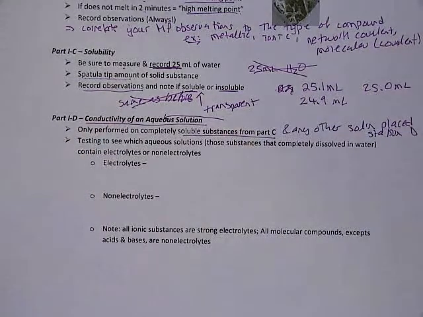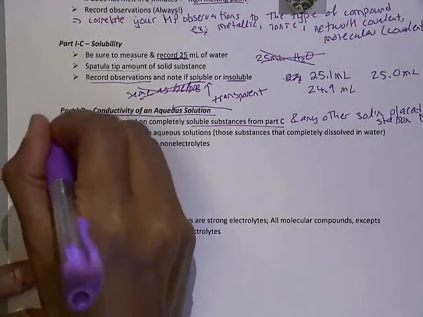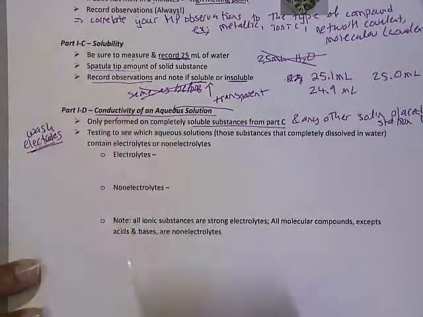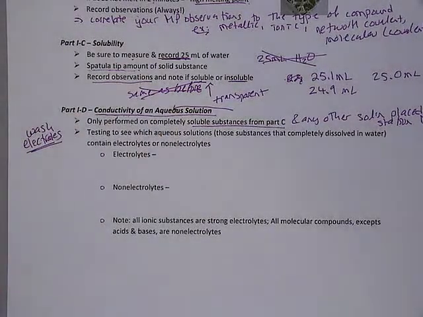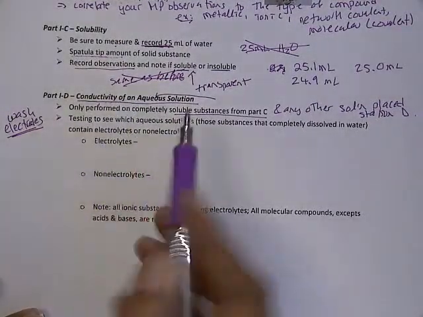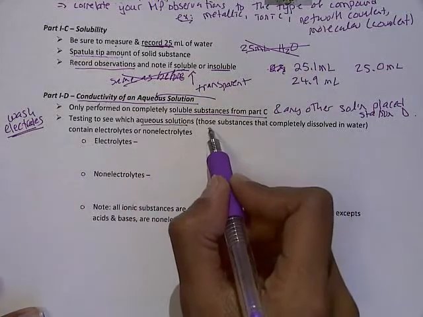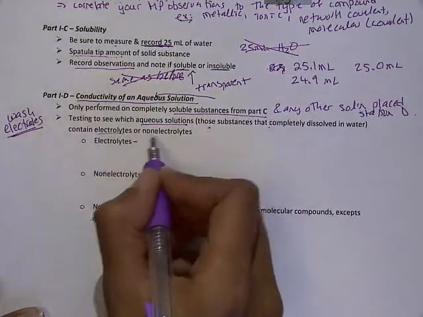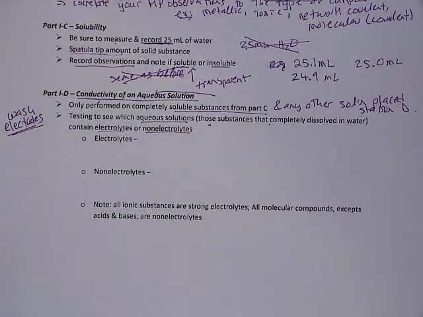Please note, for a conductivity test, the light bulb is very faint, so you and your lab partner might have to put your hands around the light bulb to really see if it's actually lighting up. Make sure you always wash the electrodes between runs, because if you don't, you're going to have residue and you're going to contaminate the rest of the test. So with the conductivity experiment, we're testing to see which aqueous solutions, again, I'm reminding you what aqueous solutions are. It's those substances that completely dissolved in water, contain electrolytes and non-electrolytes. Electrolytes, non-electrolytes, this might be new to you, so let's go over what they are.